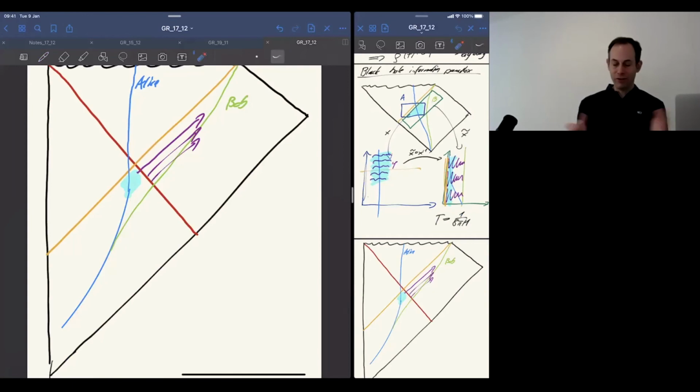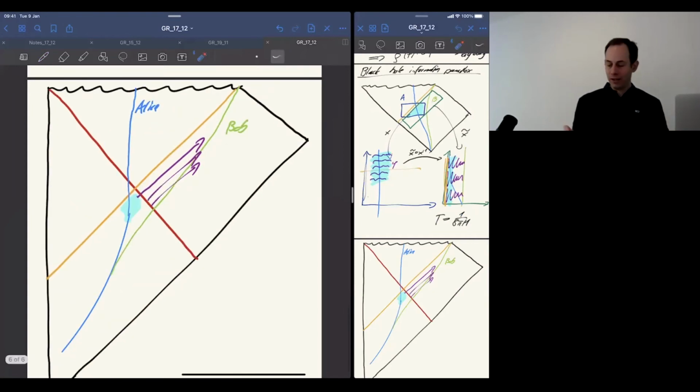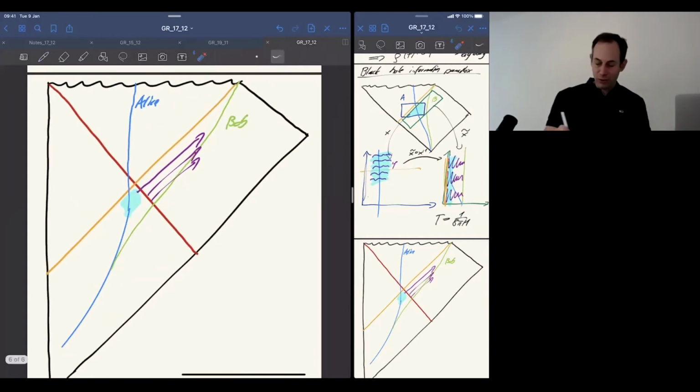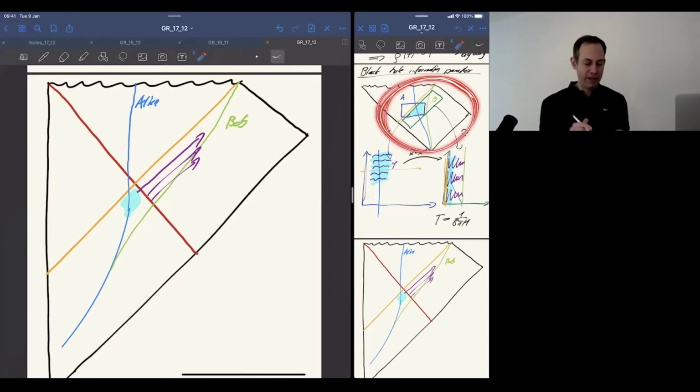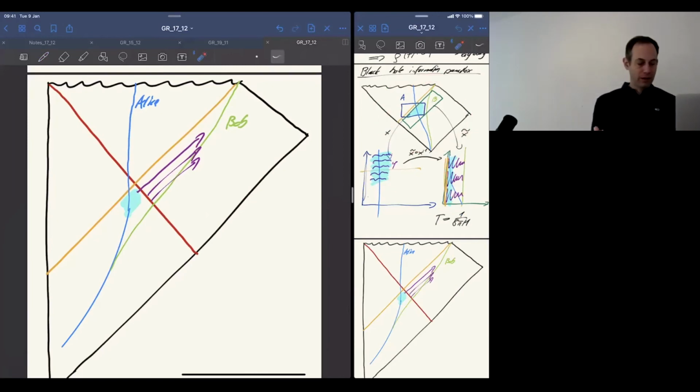So that's now just a picture of a forming black hole. There's no other difference. I just wanted to have a new picture which includes the formation here.